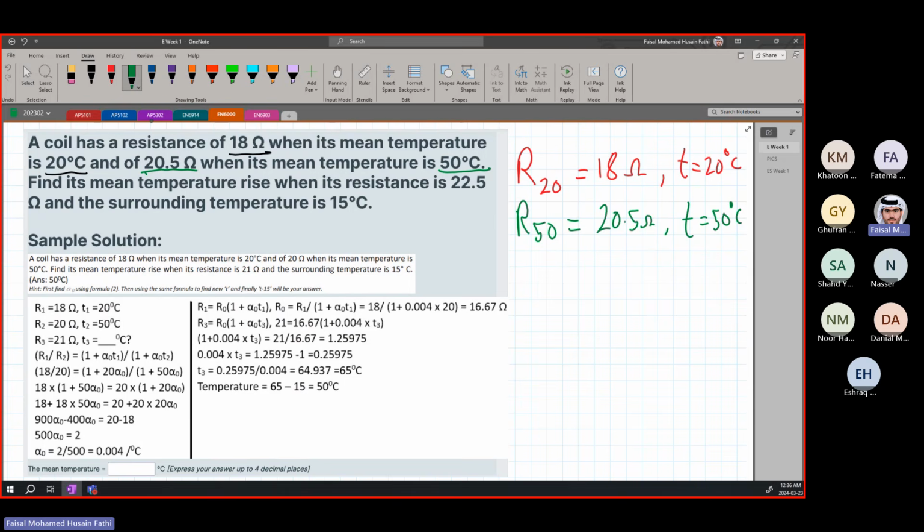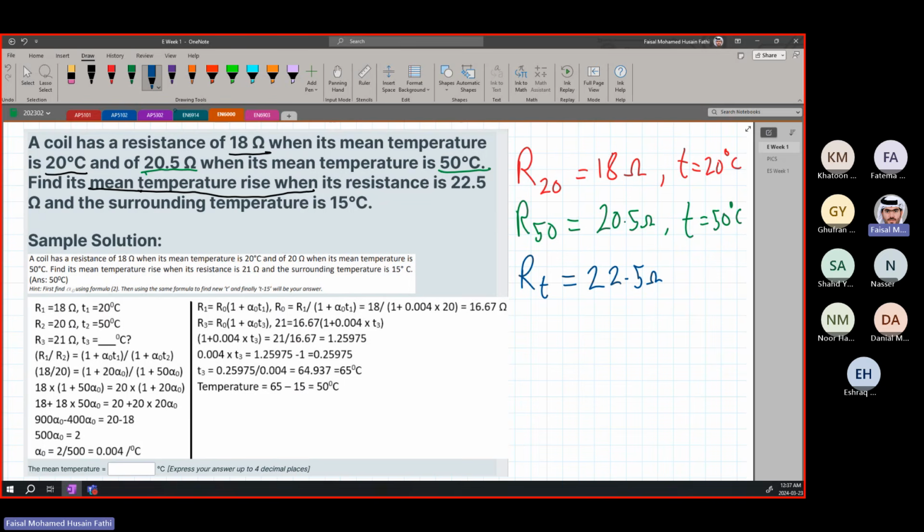Find its mean temperature rise when its resistance. Again, this says temperature rise, meaning how much the temperature is increasing. When its resistance, let's call it RT, and we don't know what the temperature is, we need to find it, is equal to 22.5 ohms.